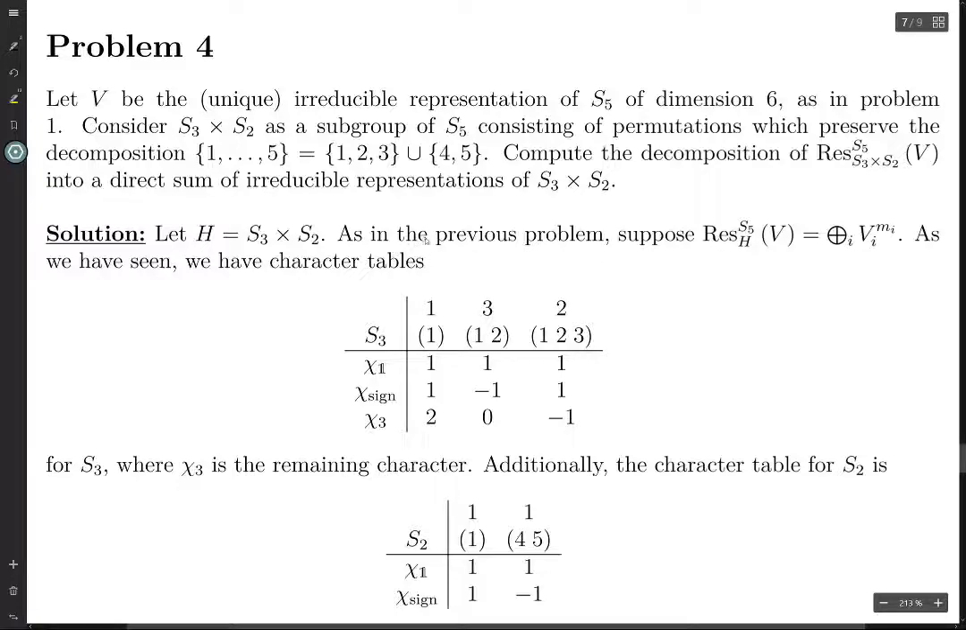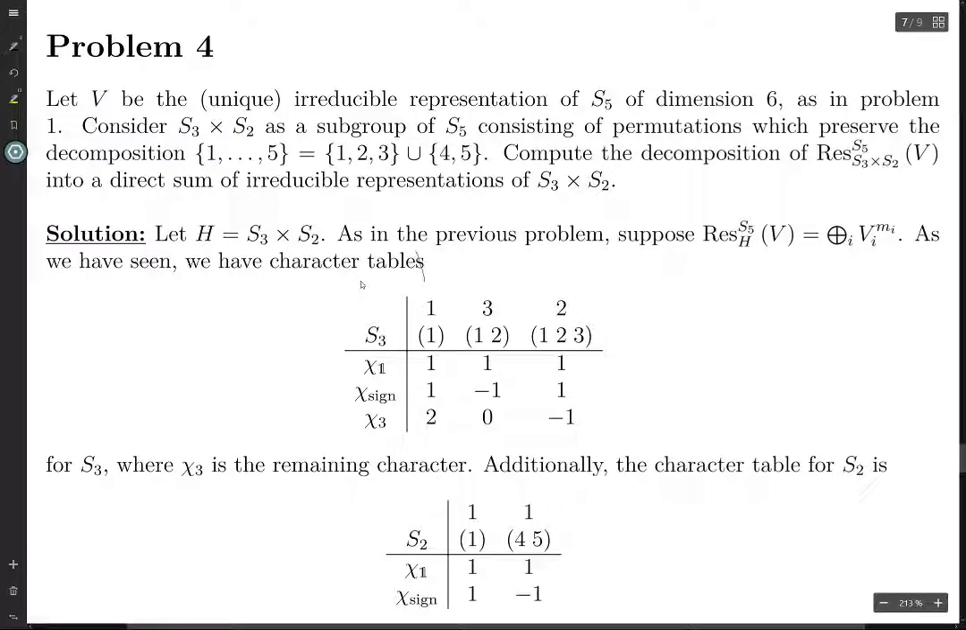So, as in the previous problem, don't worry about that. Basically, what we're going to do is suppose that, okay, so H is S3 times S2. Suppose that this restriction is written as a direct sum of irreducible representations with some multiplicities, m_i. Now, we've done these before. We have the character table.